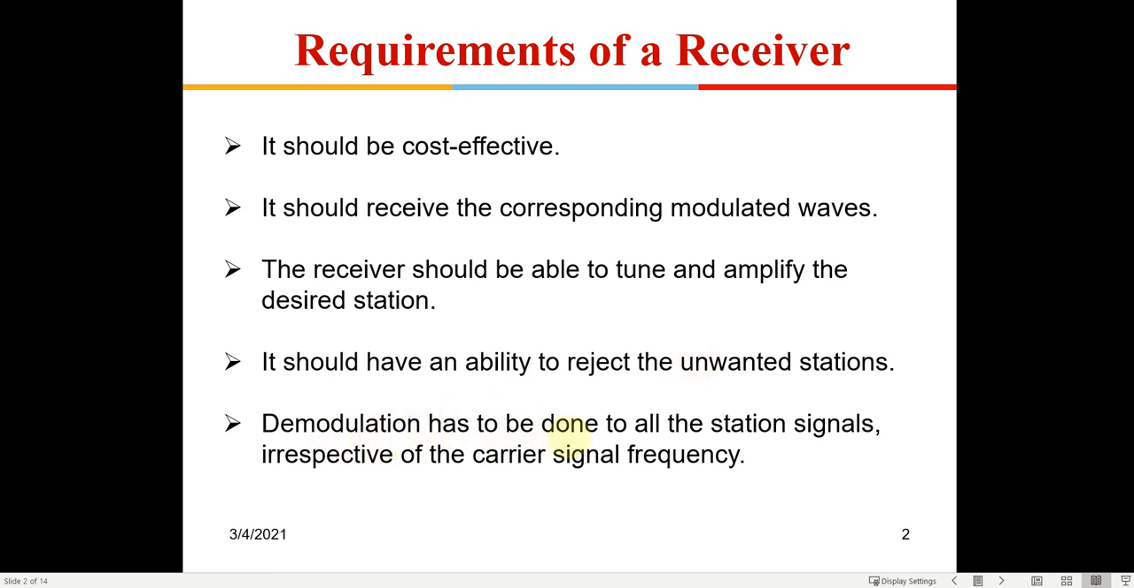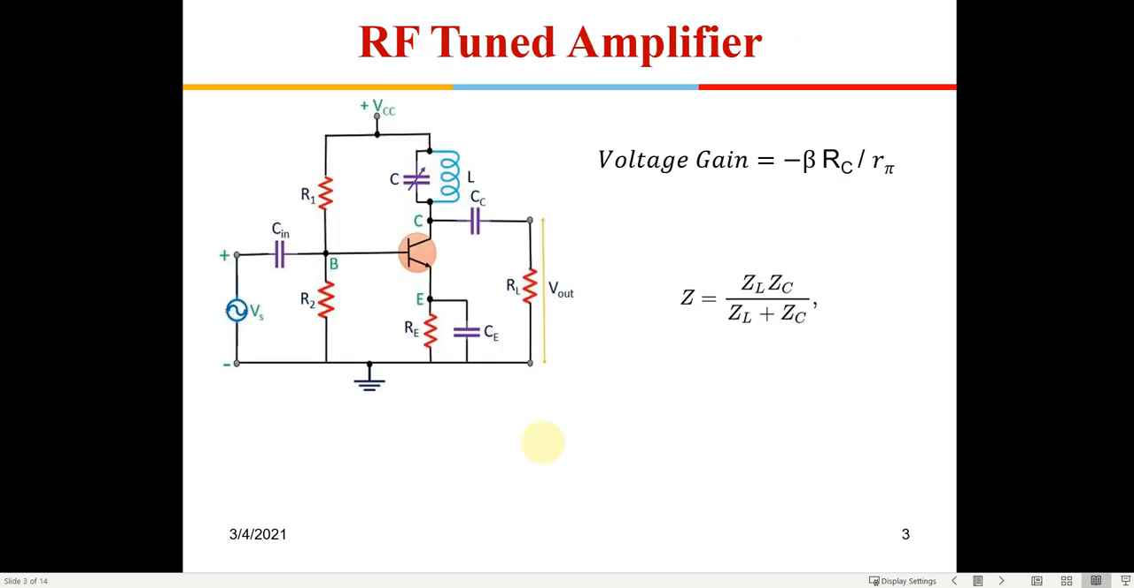So demodulation has to be done for all the station signals. Irrespective of whether you keep changing the frequency of the receiving station, that is, if you are changing the carrier signal frequency, the demodulation still has to be done irrespective of the carrier signal frequency. So these are the requirements of a receiver.